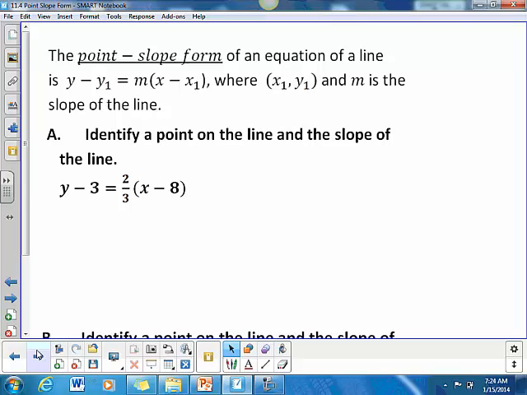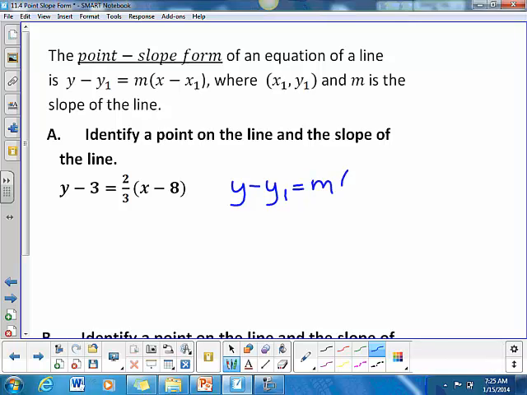Example A says identify a point on the line and then identify the slope of the line. I actually have this equation already written in point-slope form. So you're just going to model y minus y1 equals m times the quantity x minus x1. Look at your equation. The equation you're given for example A is y minus 3 equals 2/3 times the quantity x minus 8.